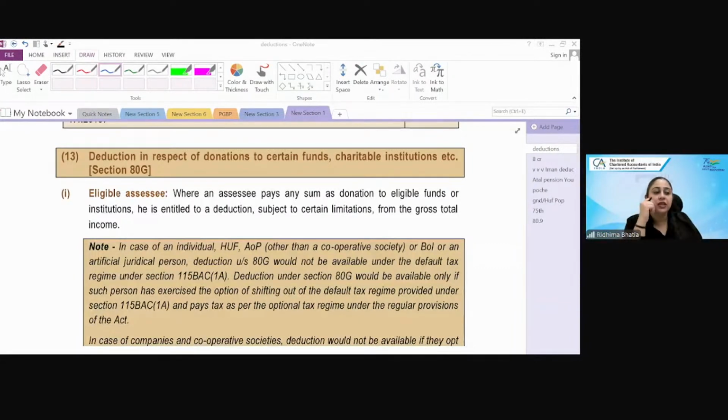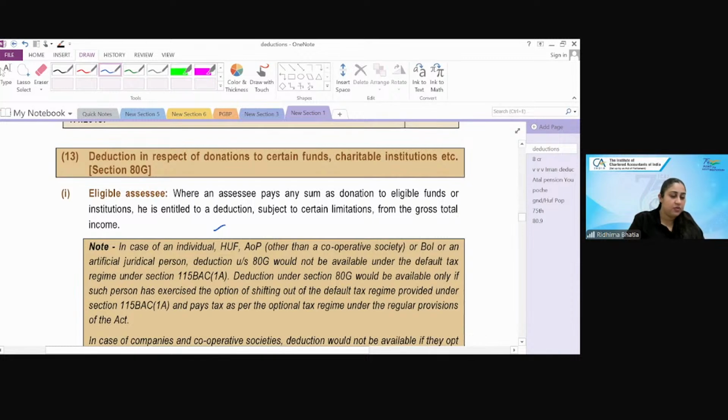This question can come at your level. See, if I am donating out of exempt income, there is no problem in that. There is a clear ruling also on this. Now, friends, what else you have to remember here is that there is no maximum limit as such for the donation, but there are 4 different types of category.